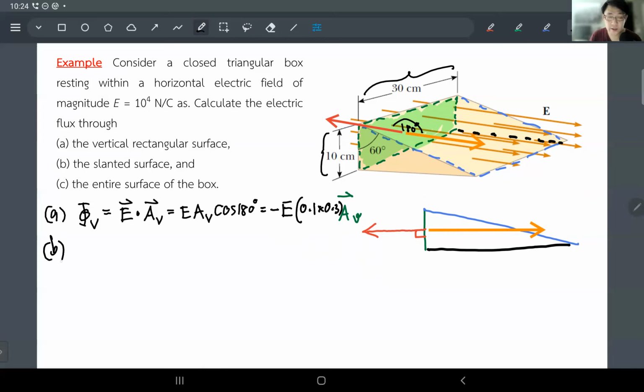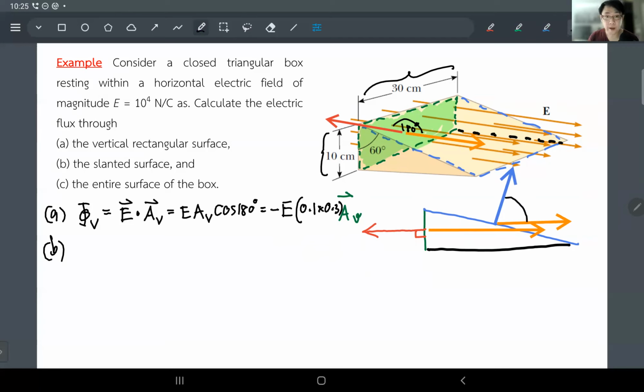So now let's move on to the slanted surface. It's in blue. When you look at the blue one, the area vector for that slanted surface is going to point perpendicular to it. So it's going to look something like that, while the electric field is pointing horizontally. So the angle between them is going to be this angle right here.